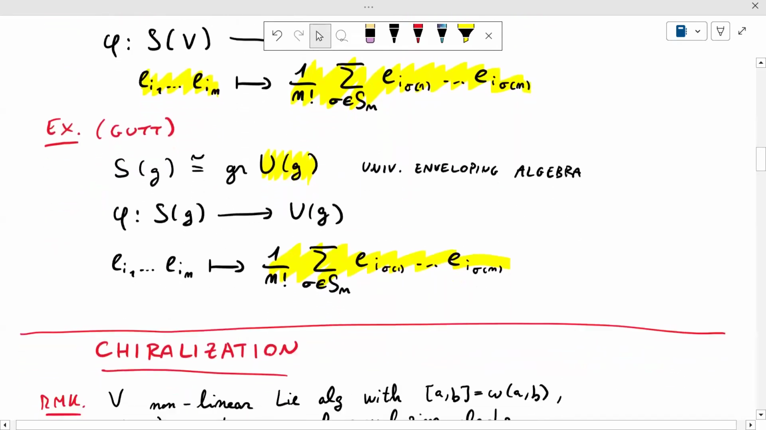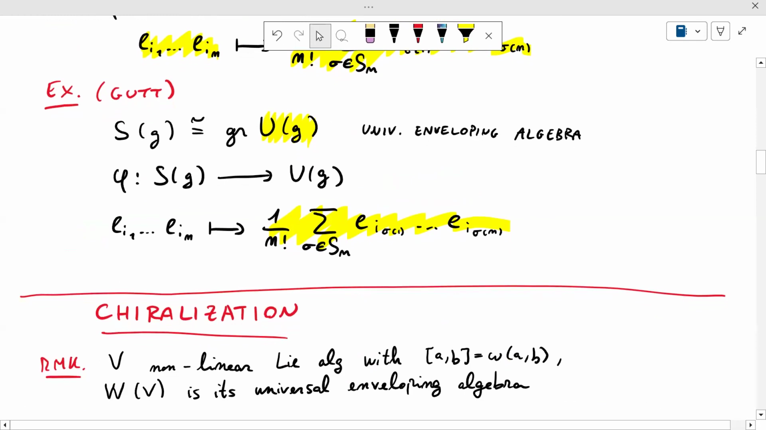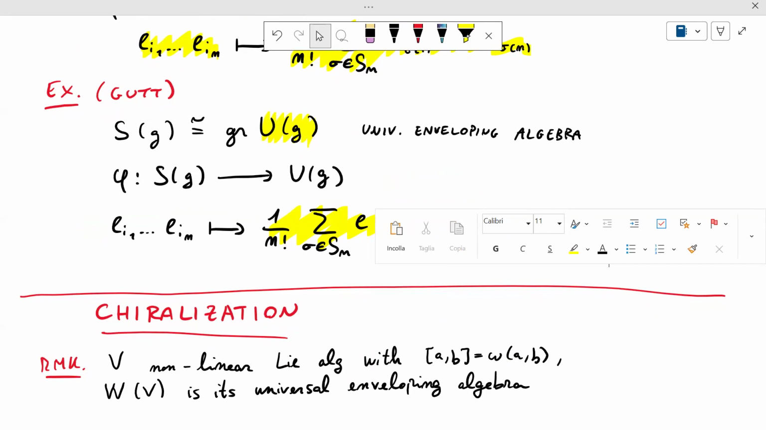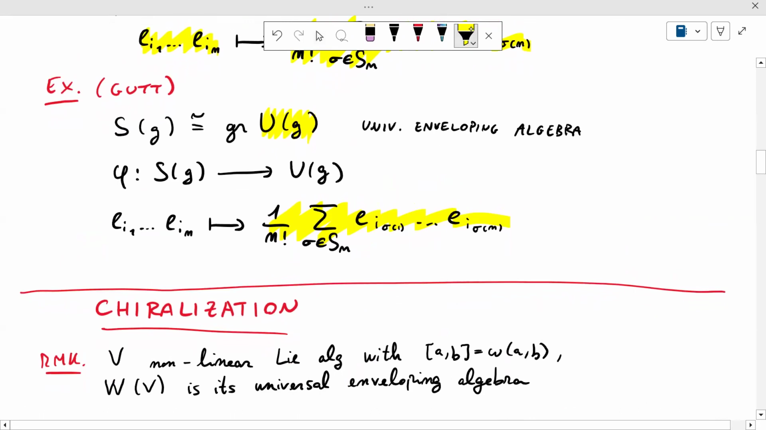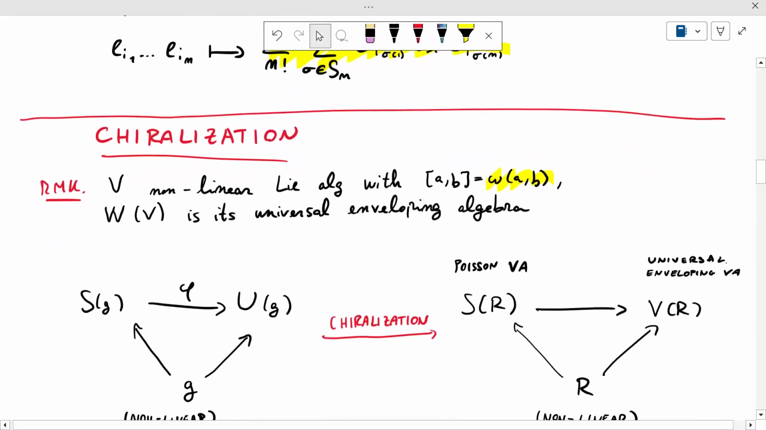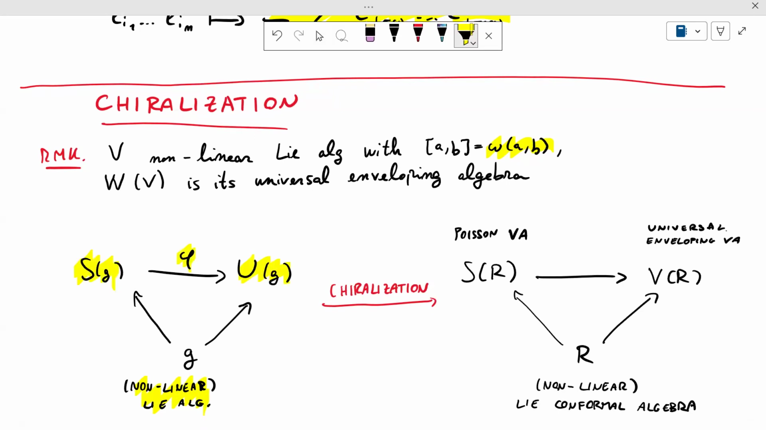First of all, just a little remark that these two examples can actually be thought of as the same big example if we think of the symplectic vector space as a sort of non-linear Lie algebra where the Lie bracket is just a scalar, given by the symplectic form. Then the Weil algebra can be thought of as its universal enveloping algebra. So we can say that our framework is as follows. We start with a non-linear Lie algebra G, then we consider its universal enveloping algebra, its symmetric algebra, and as quantization map, this symmetrization map.